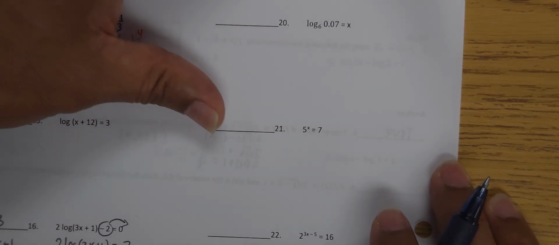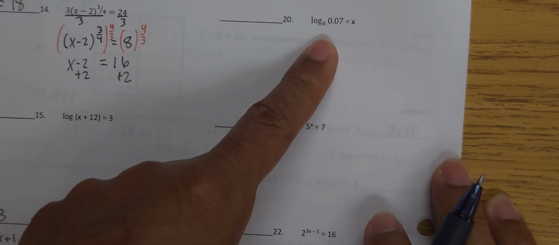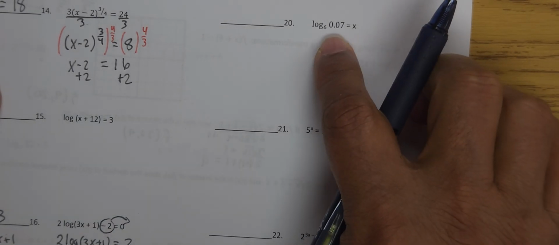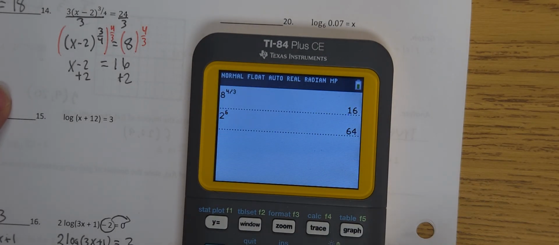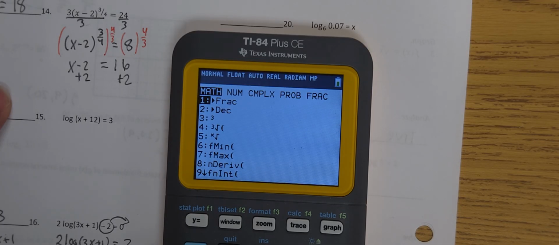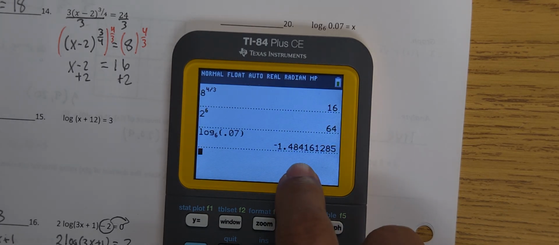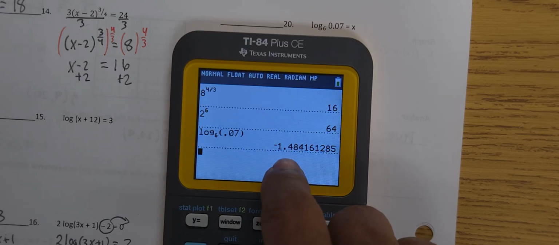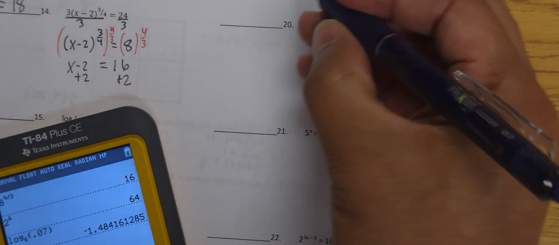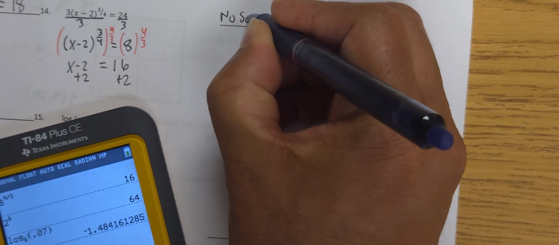Okay, number 20. For this one, I'm just going to use a calculator, so I'm not going to do that one by hand. I'm going to press alpha, math. The base of this log is 6, and the number we're taking the log of is 0.07. Then press enter, and it gives me negative 1.4, and it continues. But don't forget, logs don't have negative numbers in their domain. Therefore, this one has no solution.